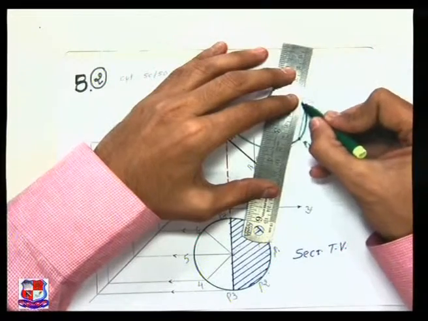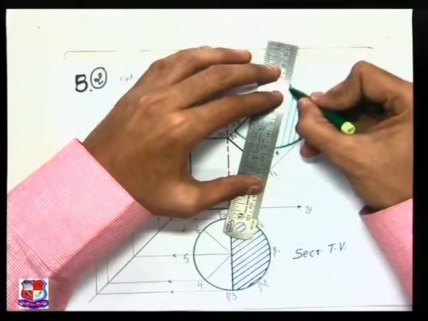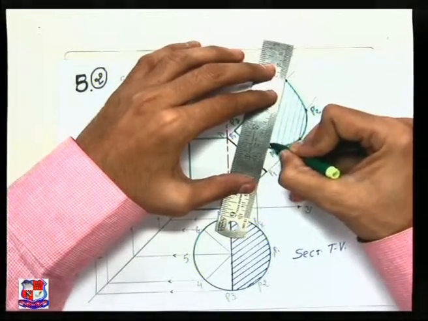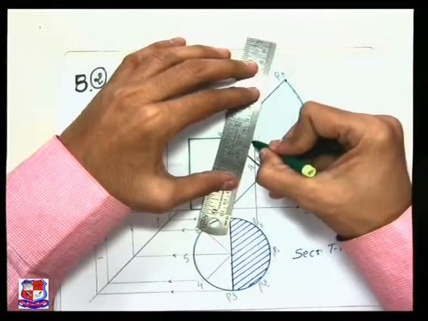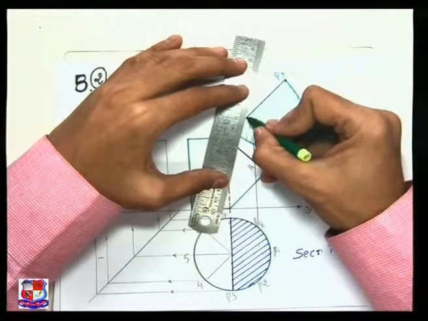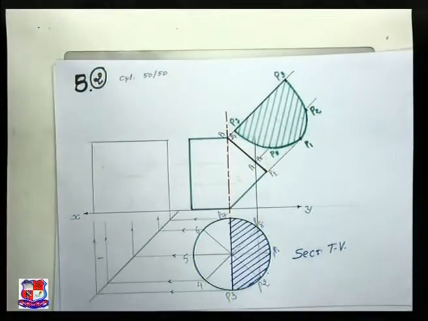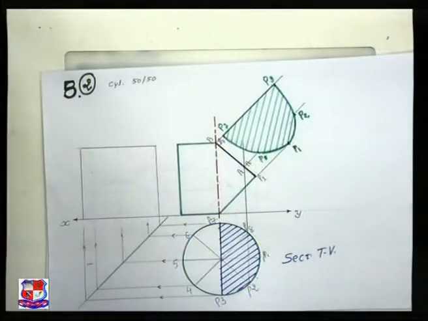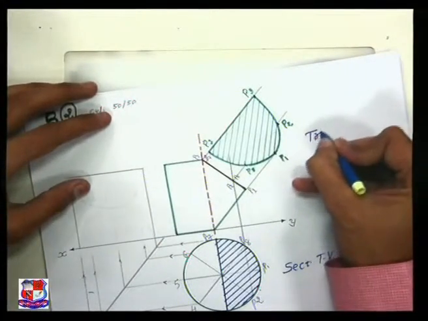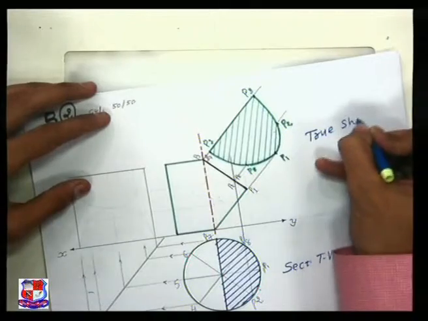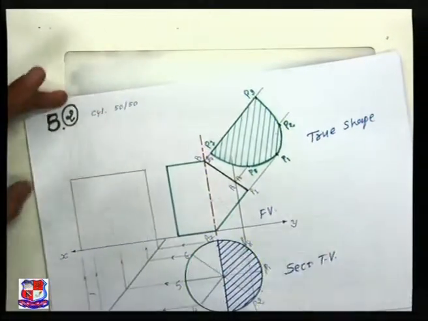An angle of 45 degrees to this cutting plane line. These lines make an angle of 45 degrees with this cutting plane line, which is at an angle of 45 degrees like this. So this represents the true shape of the section. So you can write here it's a true shape, and this is the front view.